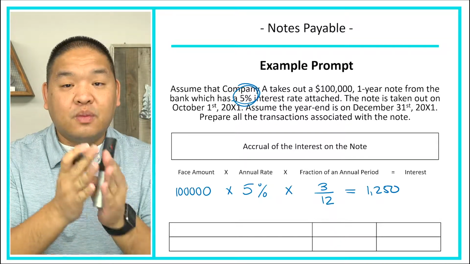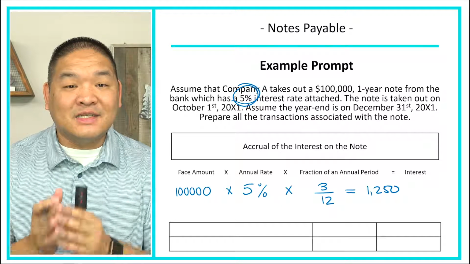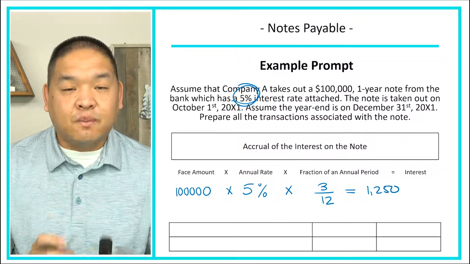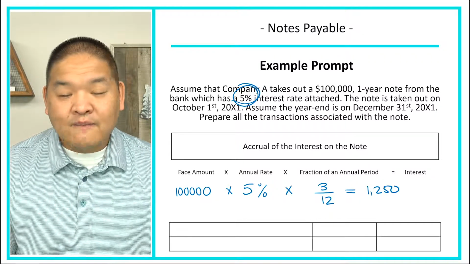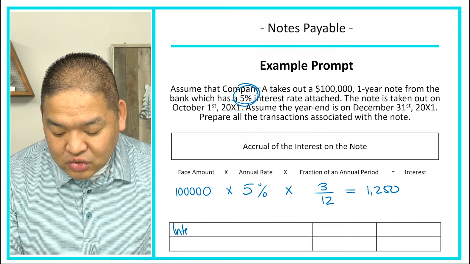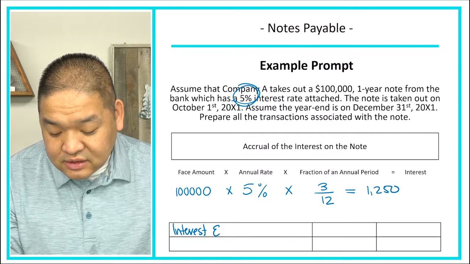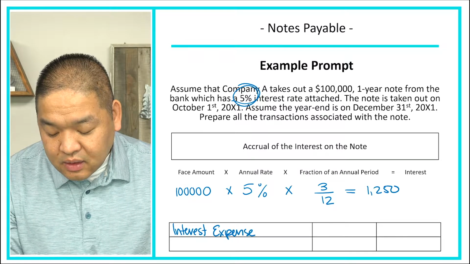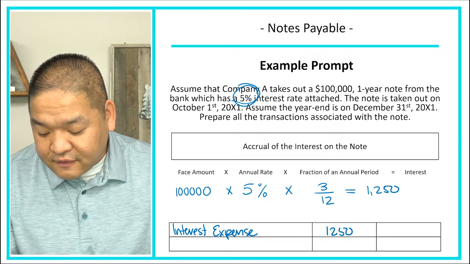So, October, November, and December. It's cost us $1,250 to borrow the funds for those 3 months. So because it's an expense, we're going to debit interest expense in the amount of $1,250.